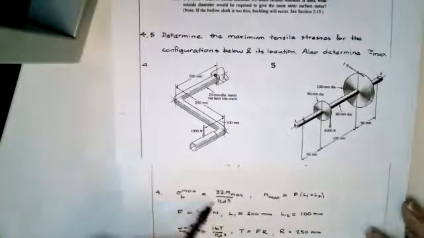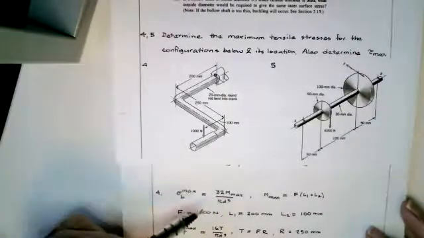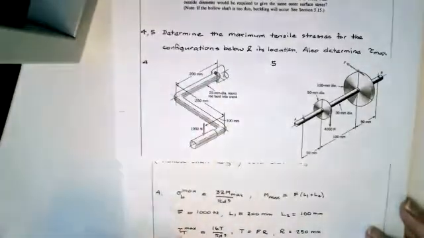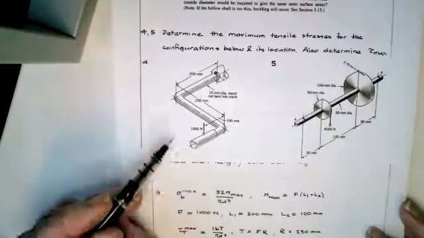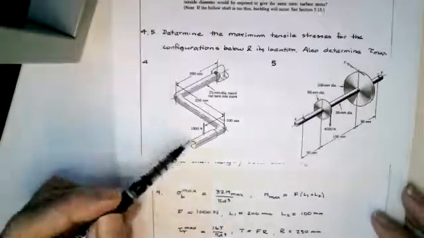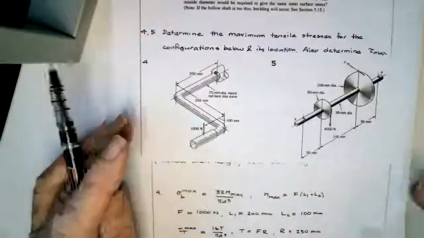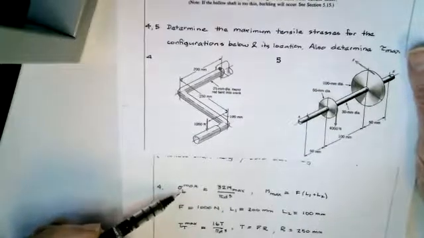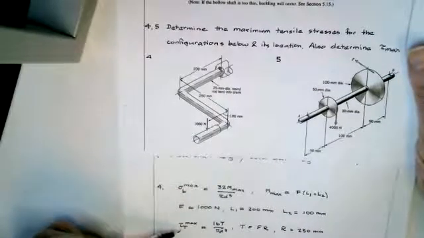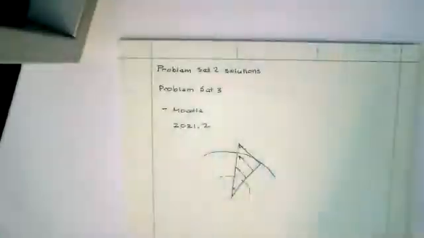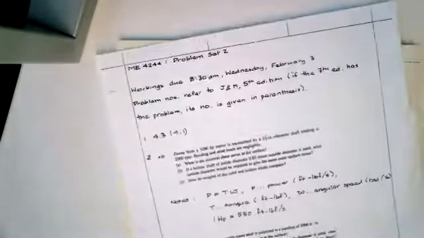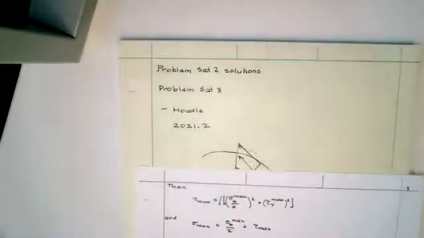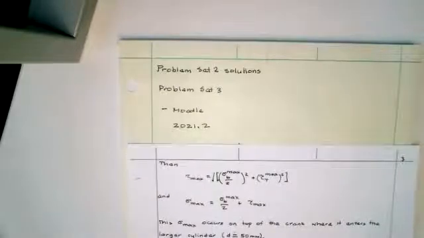The max bending stress is 32 M max upon pi d cubed. M max equals F times this length plus this length. And tau max is 16 T upon pi d cubed, since it's solid. Okay? And T is F times this distance here. That gets you the local maximum from that particular source, from bending and from torsion. That's not quite the same thing as the maximum values. For the maximum values, you have to combine these.